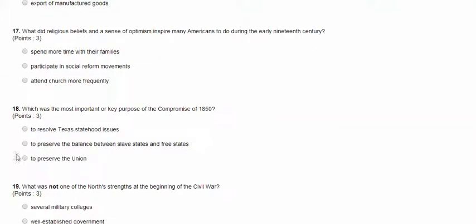Number 17, what did religious beliefs and a sense of optimism inspire many Americans to do during the early 19th century? Spend more time with their families, participate in social reform movements, or attend church more frequently. Number 18, what was the most important or key purpose of the Compromise of 1850? To resolve Texas statehood issues, to preserve the balance between slave states and free states, or to preserve the Union?